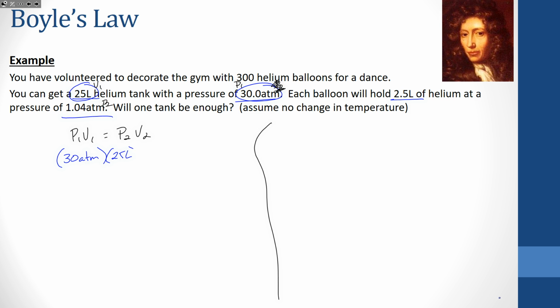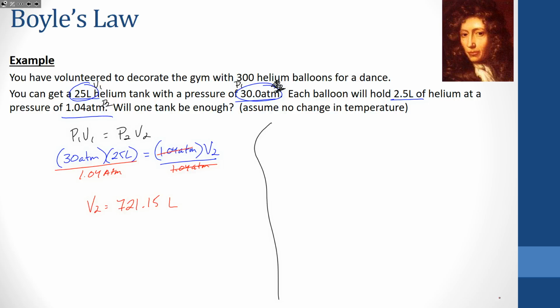V1 is 25 liters, P2 is 1.04 atmospheres, and V2 is what we're trying to find. So we rearrange and solve for V2. Again, we divide both sides by 1.04 atmospheres. These cancel, so V2 is going to equal 30 times 25 divided by 1.04, which is 721.15 liters. Now, again, ask yourself, does that make sense?